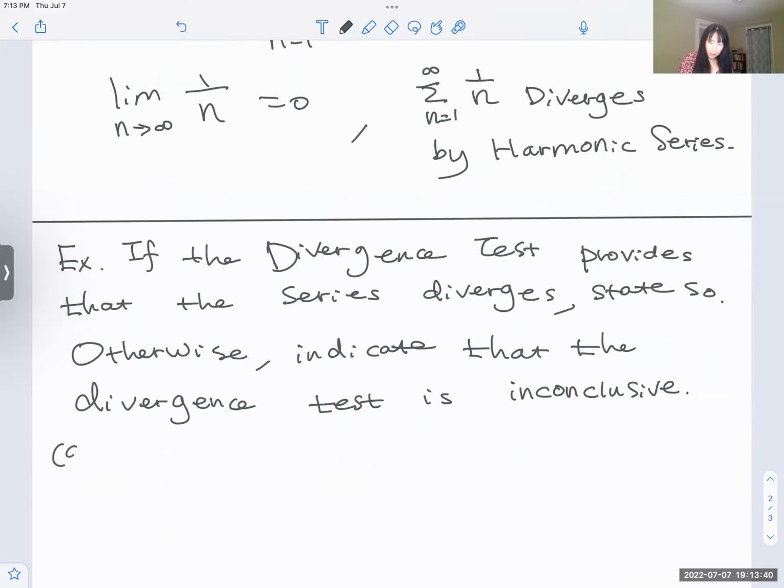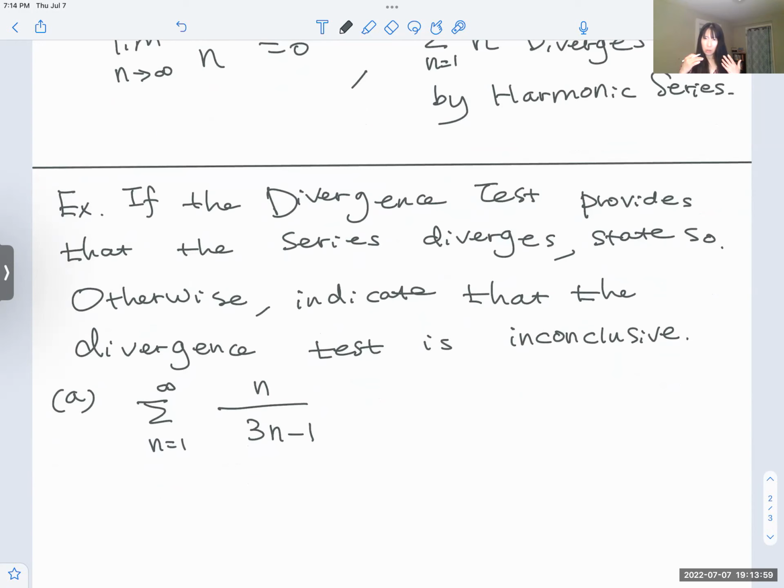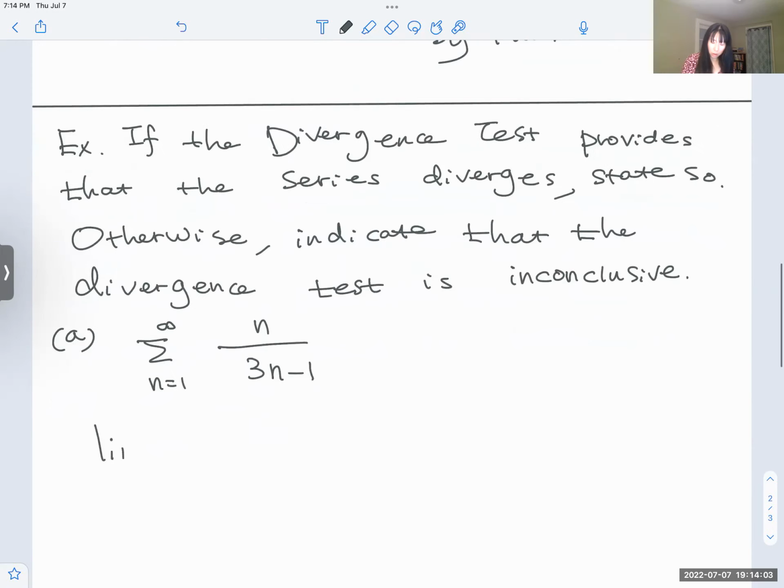Okay, so first of all, we have the sigma summation from 1 to infinity of n over 3n minus 1. So we're going to take the limit. The series, kind of a sequence right now, when n approaches positive infinity. Then we might think this is a tiny number, since n is approaching a huge number.